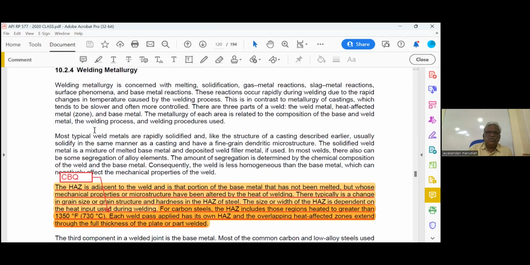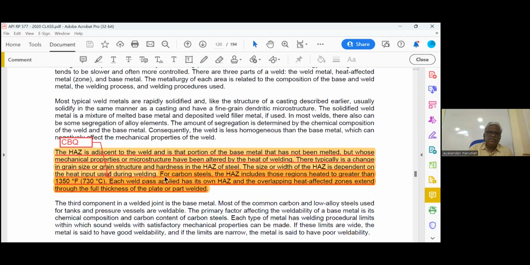Then page number 111, what is the heat affected zone? Highlight these three lines. For carbon steel, the HAZ includes those regions heated to greater than 1350 degrees Fahrenheit. Each weld pass applied has its own HAZ, and the overlapping heat affected zone extends through the full thickness of the plate or part welded. That is closed book.